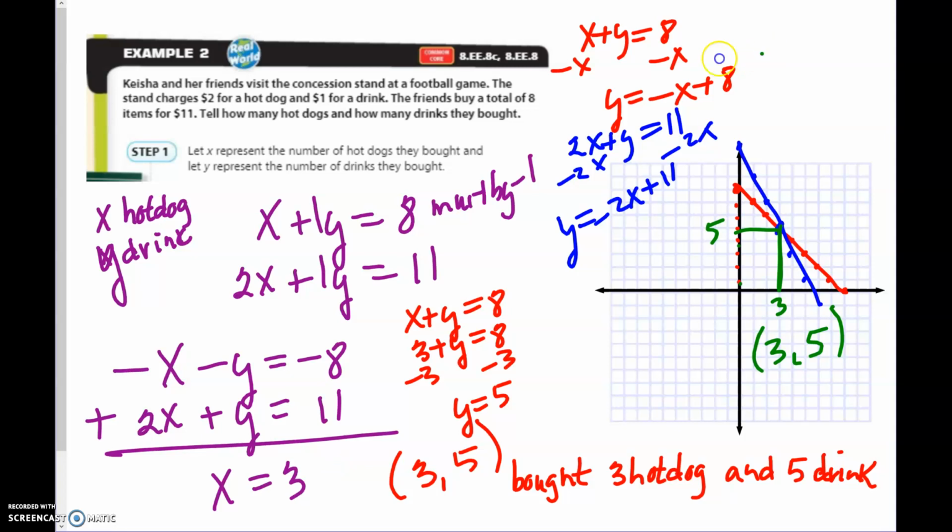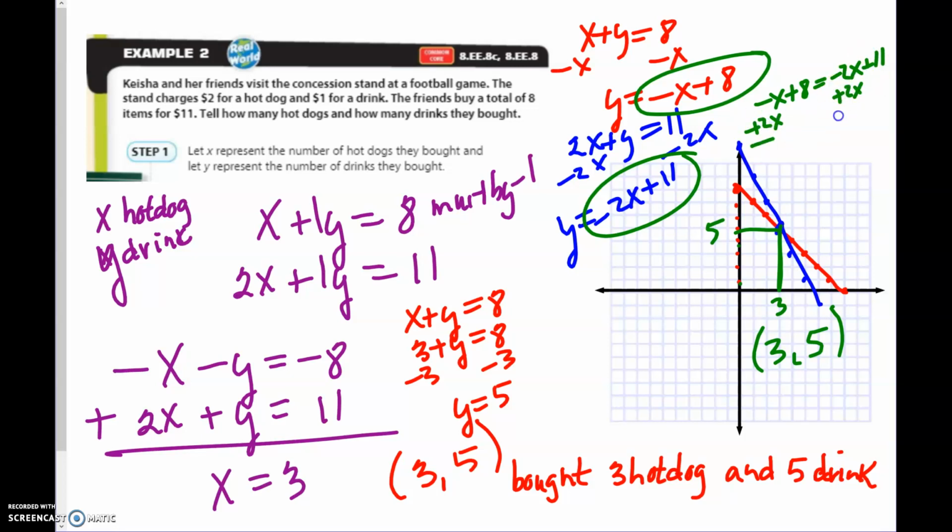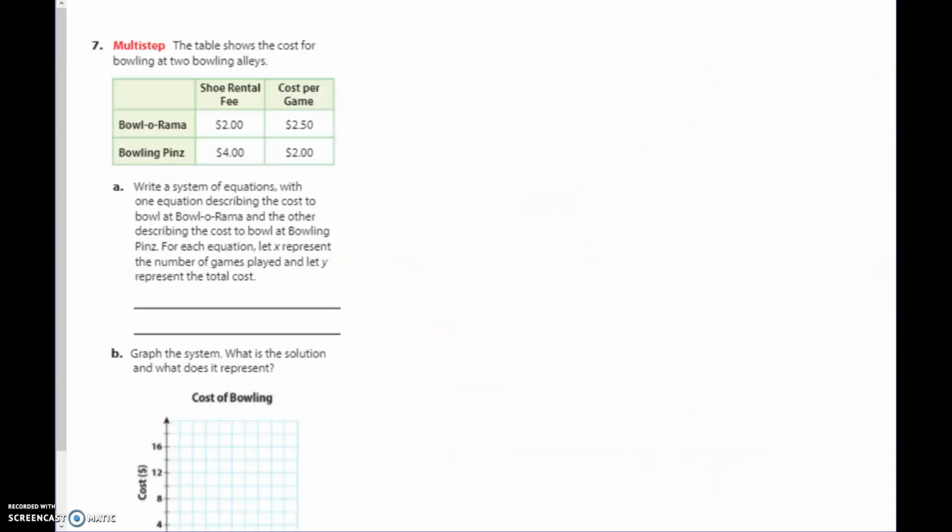So substitution would set this equal to this. So I'd have minus x plus 8 equals negative 2x plus 11. And if I add 2x to both sides, I have x plus 8 equals 11. And when you subtract 8 from both sides, we get x equals 3. So we have x equals 3 by substitution, x equals 3 by graphing, x equals 3 by elimination. Okay, 3 different methods, all getting to the same solution.